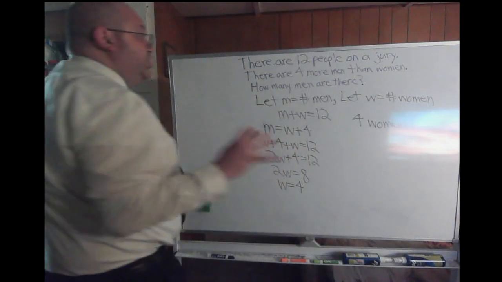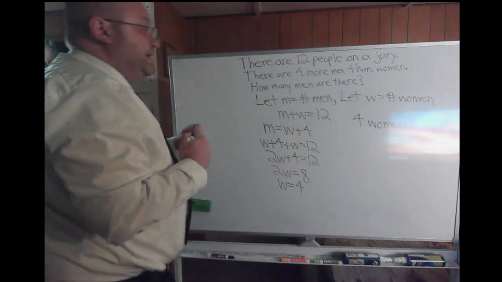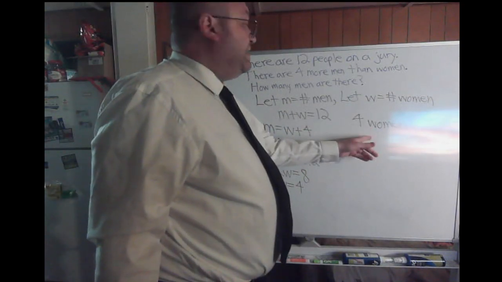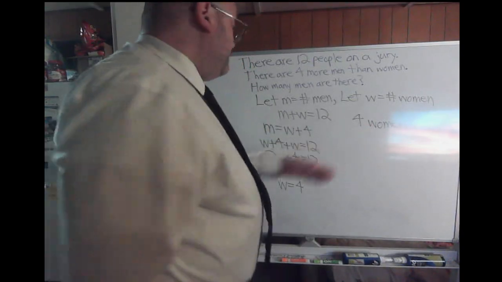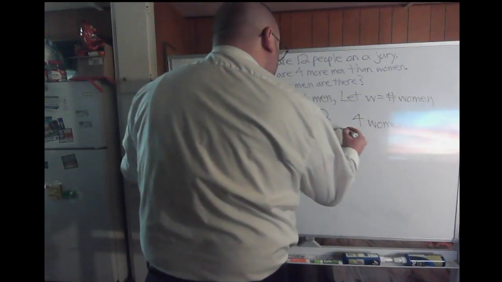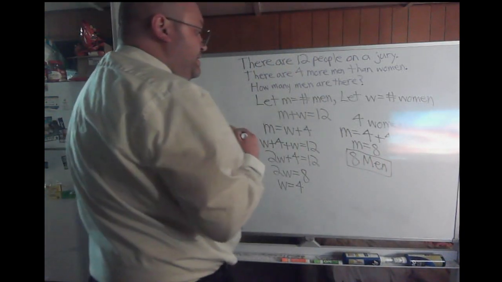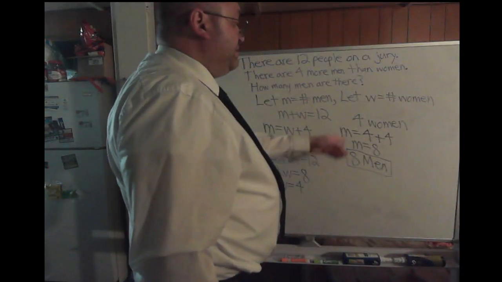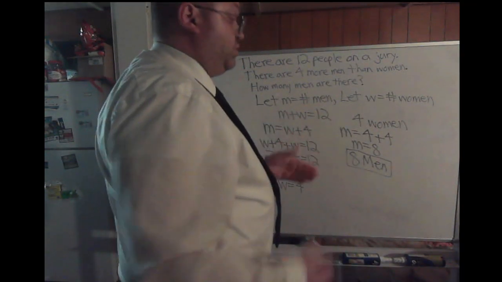But they only want to know about the men. Sometimes it helps to write the other answer on the side, but they're only asking about the number of men. The number of men is equal to the number of women plus 4. Well, there are 4 women plus 4, so the number of men equals 8. So there are 8 men. And I guarantee if you put in the 8 men plus the 4 women, you would actually get 12 people.